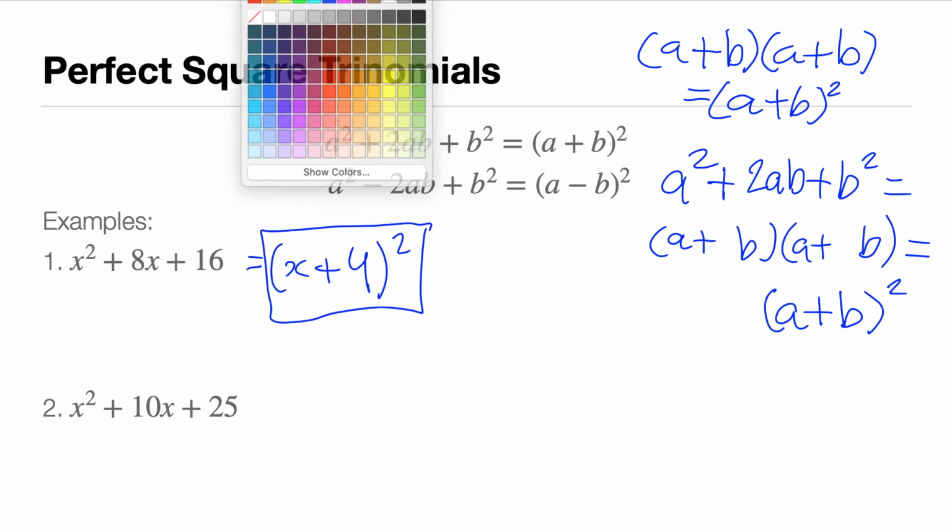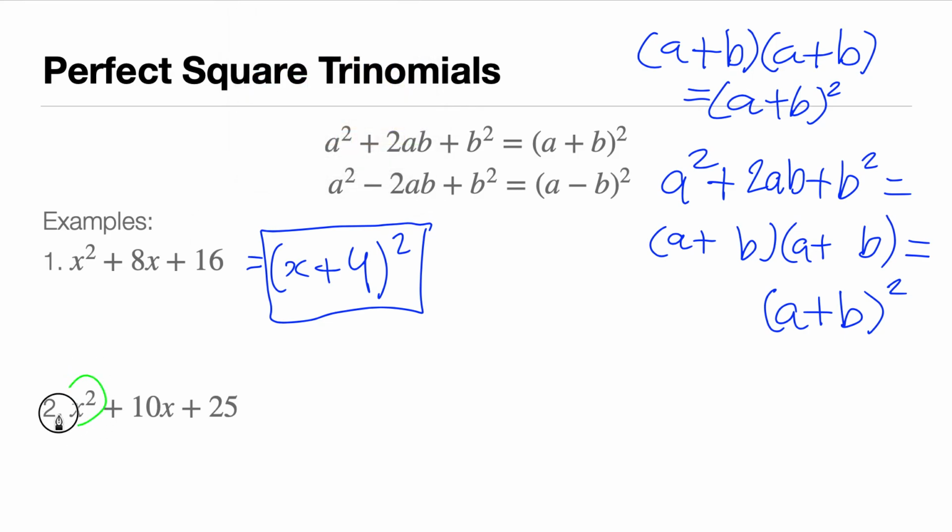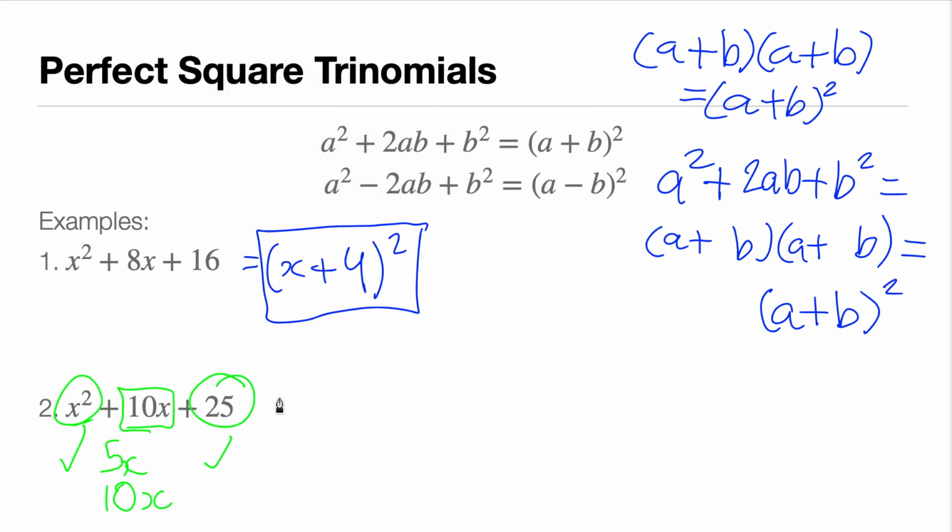Now for number 2, let's check again. Is the first term a perfect square? Yes, it is. Is the last term a perfect square? Yes, the square root of this is 5. Square root of x squared is x. Square root of 25 is 5. Multiply that by 2. The answer is 10x. Is 10x equal to the middle term? Yes, it is. So therefore, let's use the perfect square trinomial in this matter.